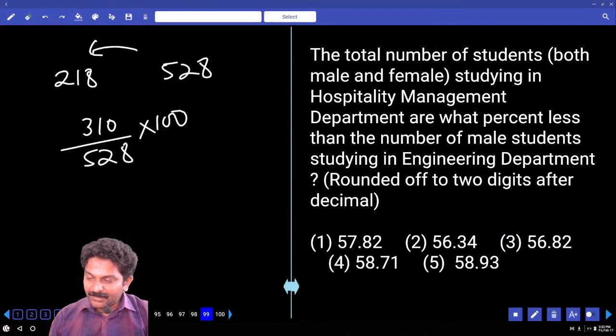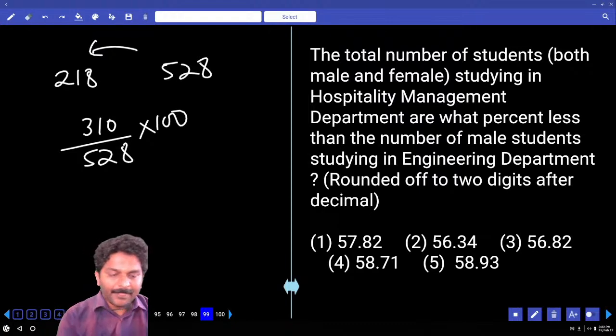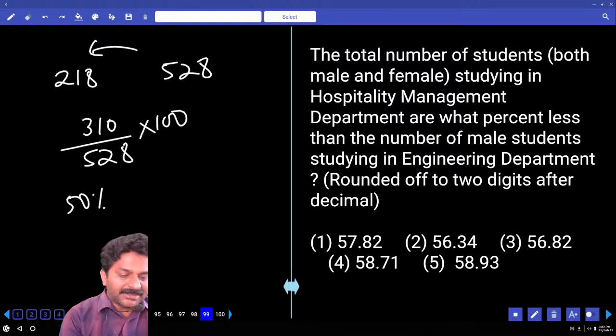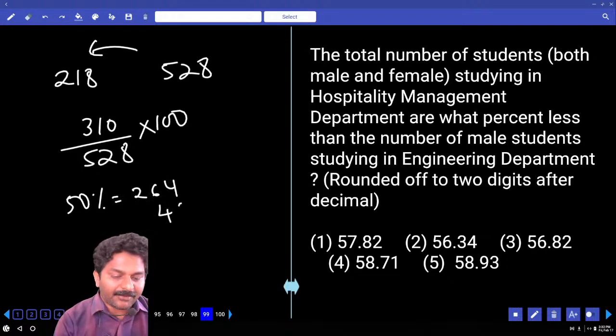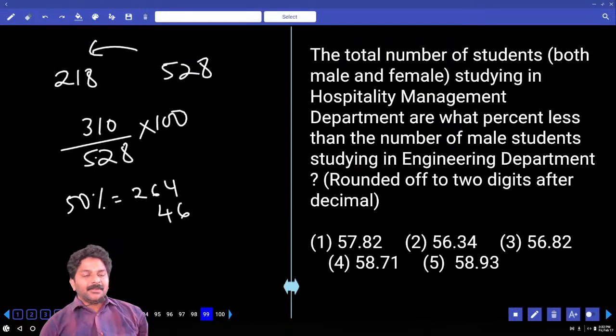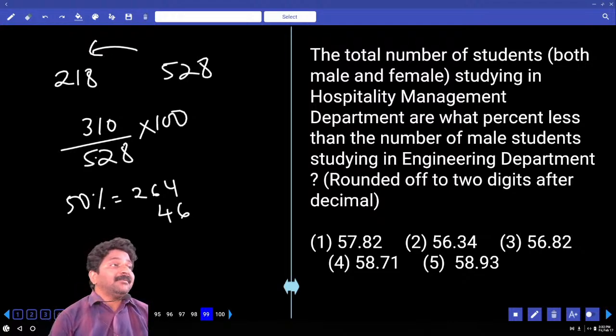Options are very close enough. Let's calculate 50 percentage, which is 264. Still we need to add 46. What is 1%? 5.28. 8 times of that number. 8 into 5, 40. 8 into 0.28.